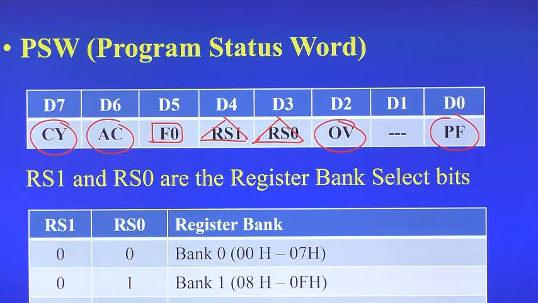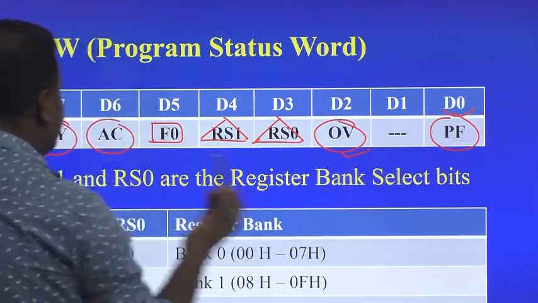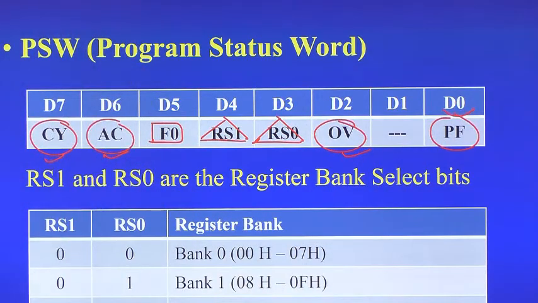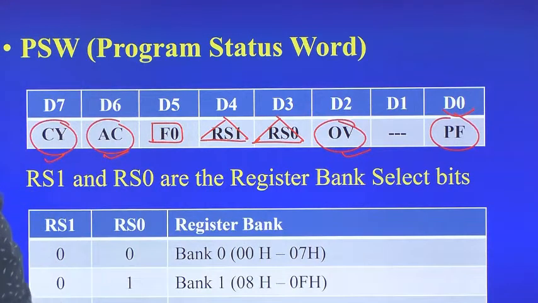Now we can go and see in what cases these conditional flags PF, OV, AC and CY are set to 1, and in what cases these values are set to 0. Because these are 4 flags we can call them conditional flags. So first we can go and see the parity flag PF. The parity flag PF is set to 1 when the result contains an even number of 1s.